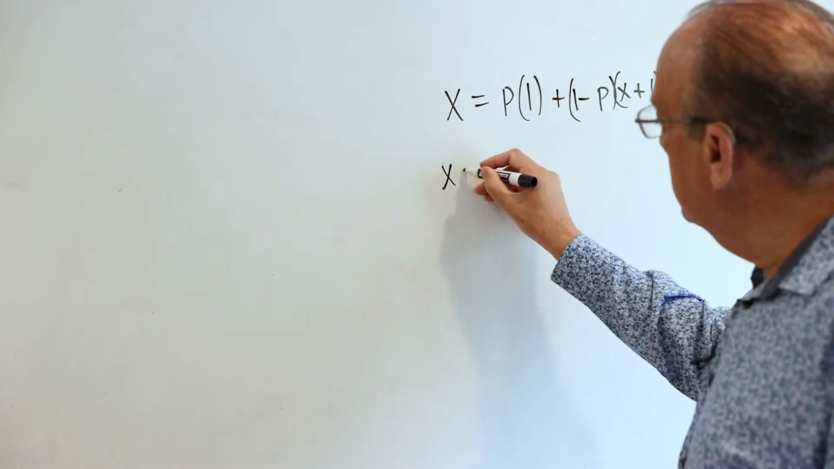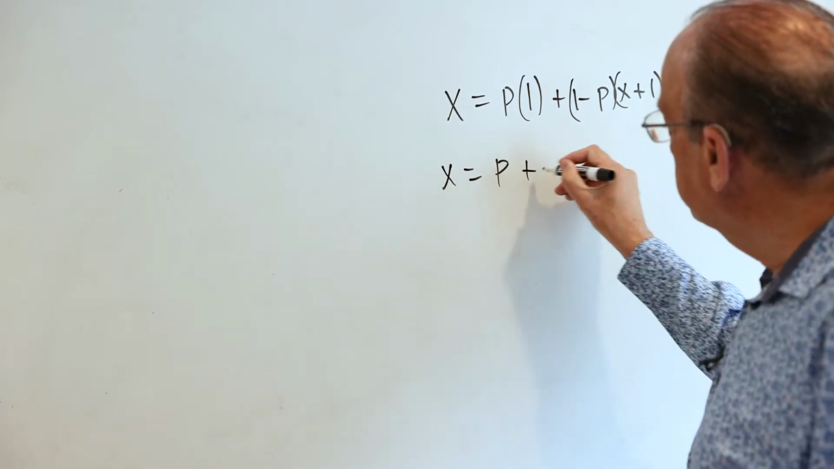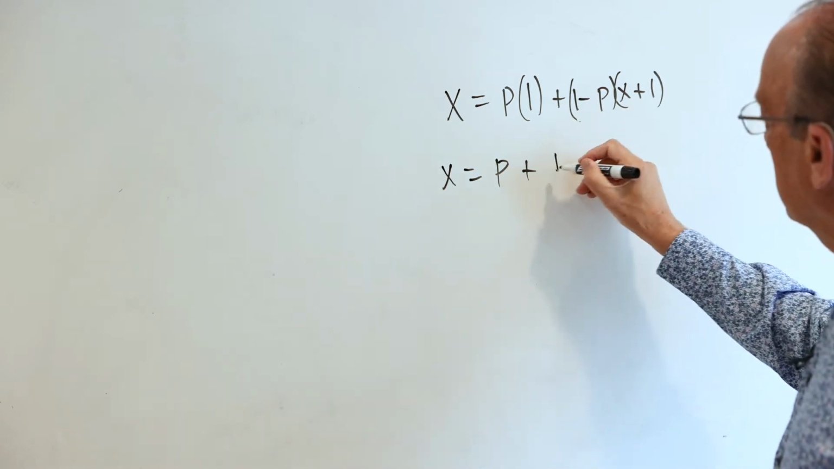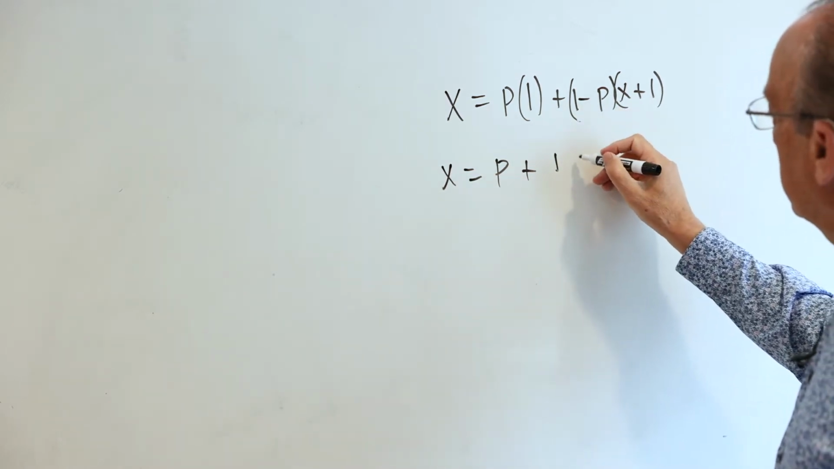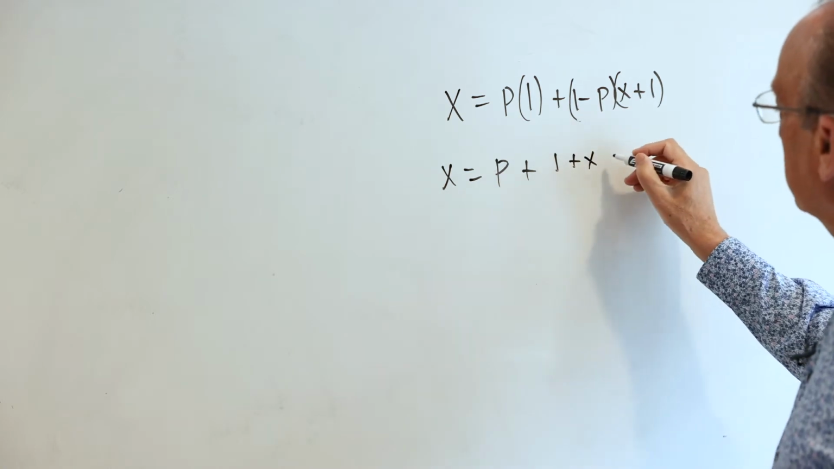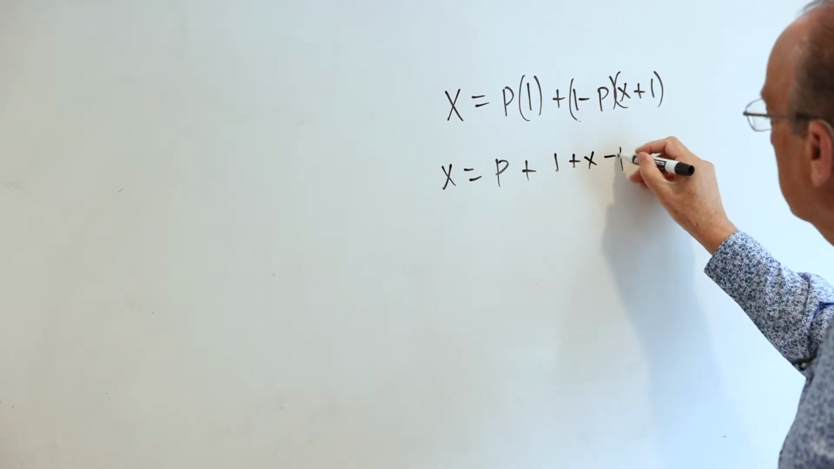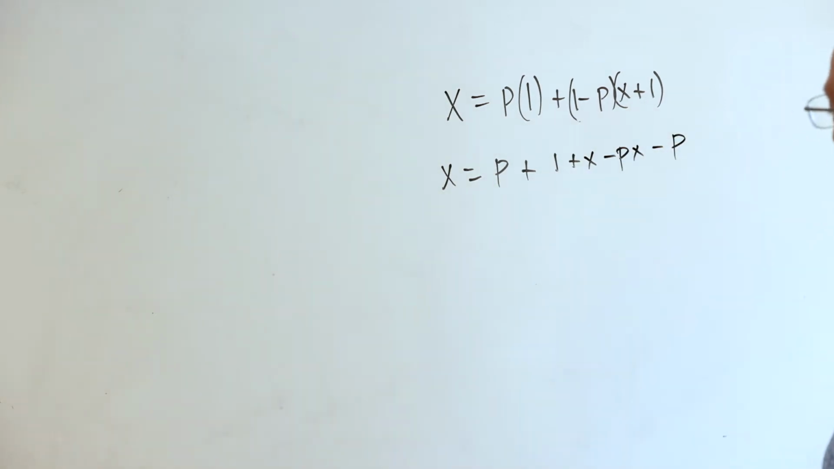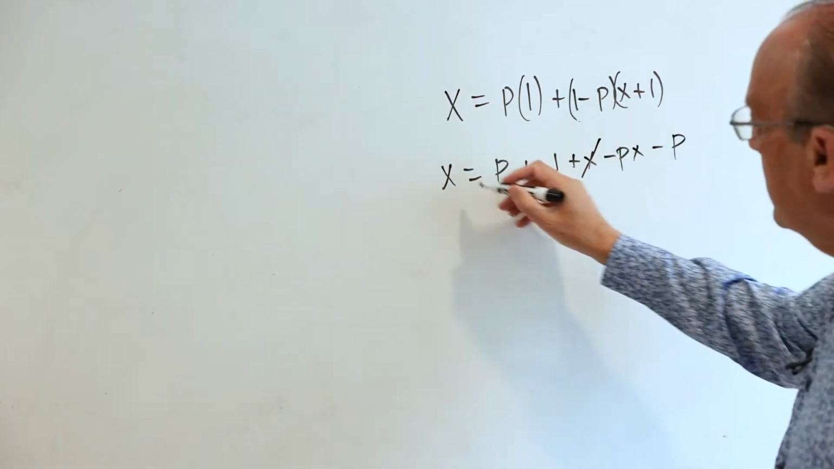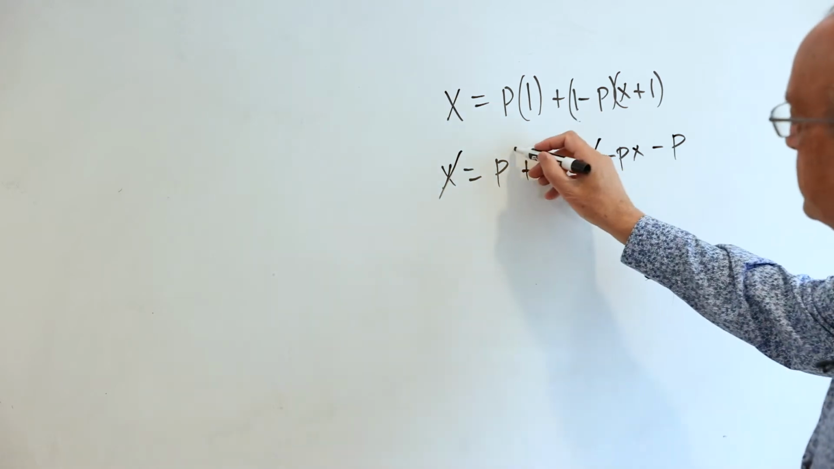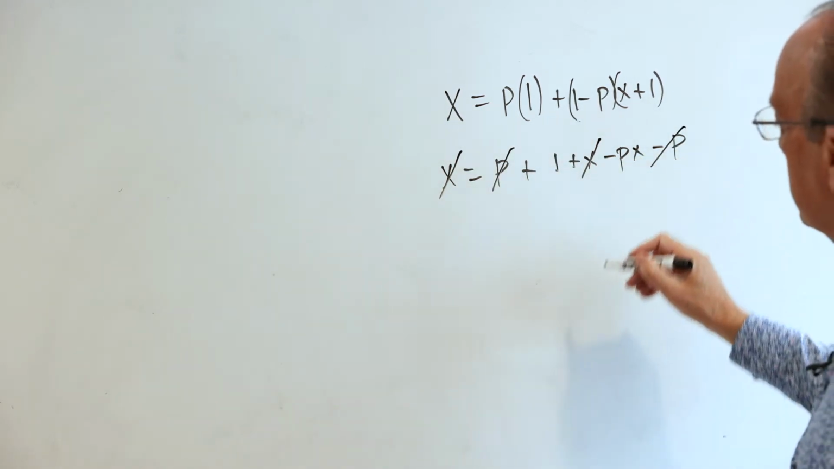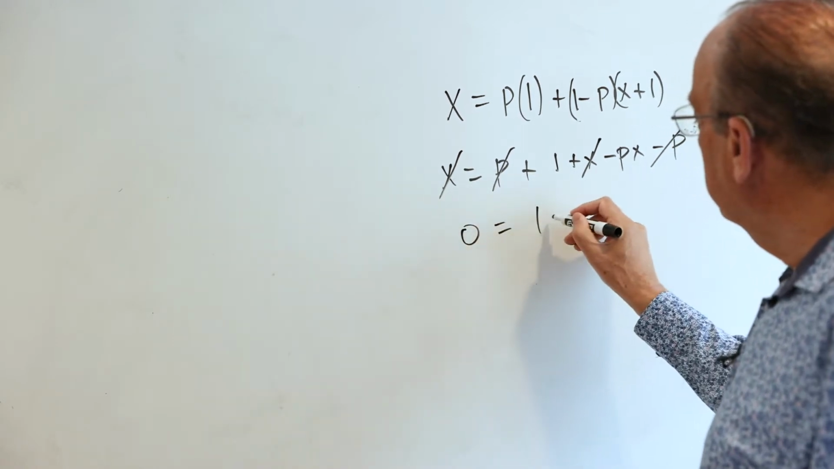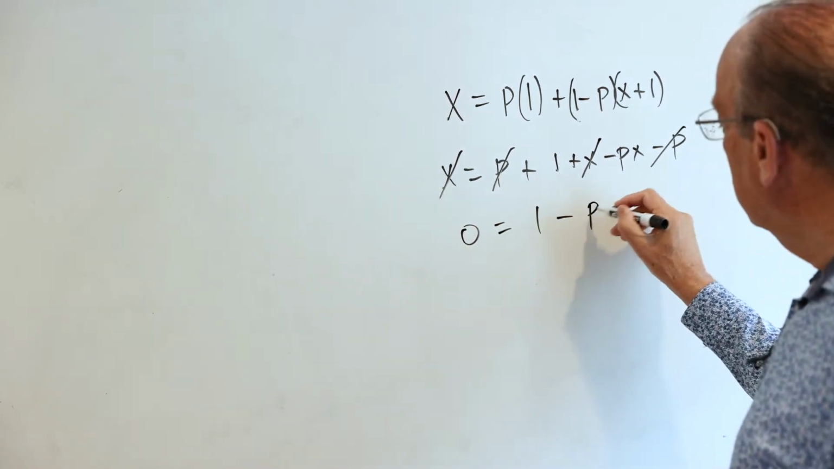This would be x equals p plus, so we're going to get a 1, and we're going to get an x. We're going to get a negative px, and we'll get a negative p. So we can cancel x from both sides, and we can cancel this p and this negative p. So we end up with 0 equals 1 minus px.